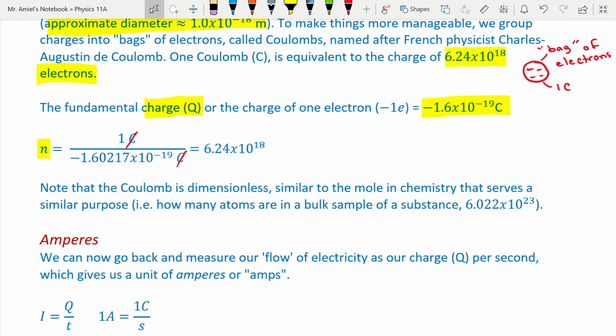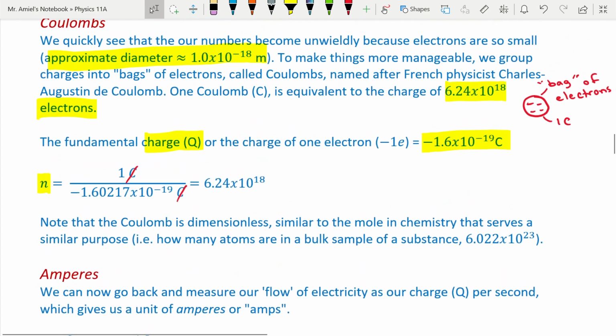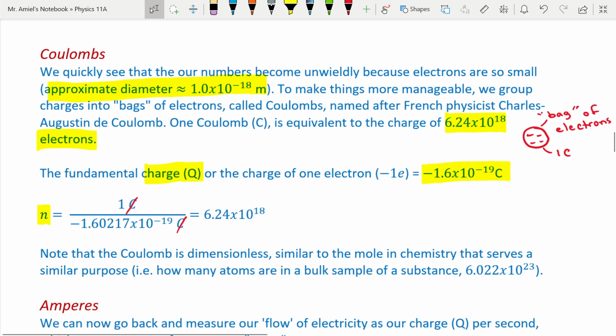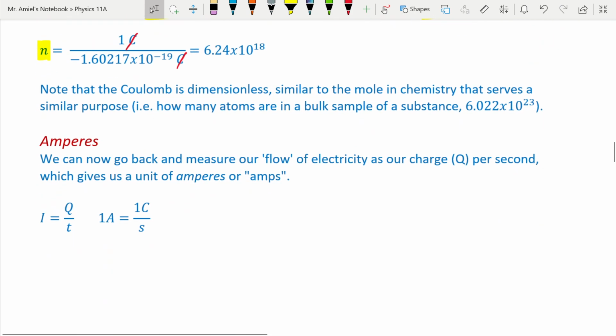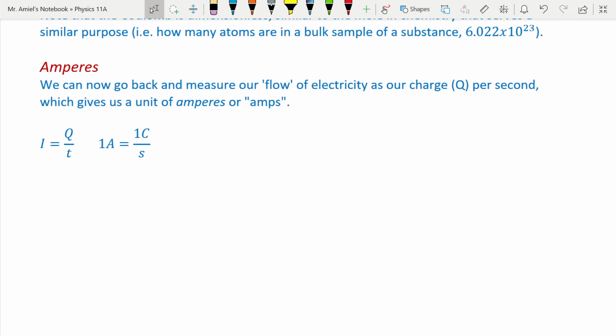So now that we've got this new way of counting charge, instead of counting the fundamental charges going through, we're going to count coulombs instead. We can now measure our flow of electricity as charge per second, and our charge is now in coulombs. This gives us coulombs per second, which is equivalent to the amp. So 1 amp is 1 coulomb per second. Let's redraw our circuit one more time.